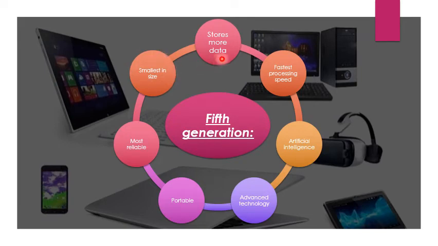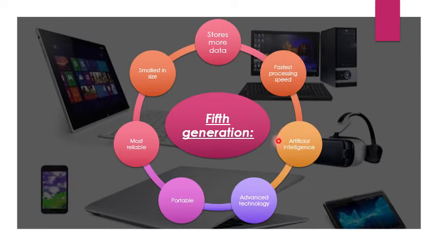It stores more data and has the fastest processing speed. The speed with which the computer works is fastest in the fifth generation. They are the most reliable, portable, and advanced technology. They have artificial intelligence. Remember that there are key points for each generation. If we talk about the fifth generation, artificial intelligence is the key point.